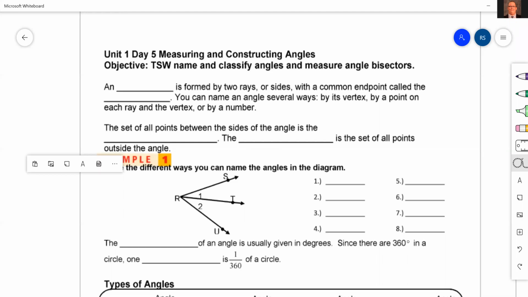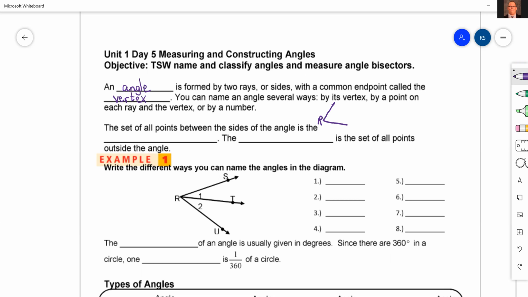So an angle is formed by 2 rays or sides with a common endpoint called the vertex. You can name an angle by several different ways. You can name it by its vertex. So let's say we had an angle like this. We could say that's angle R.